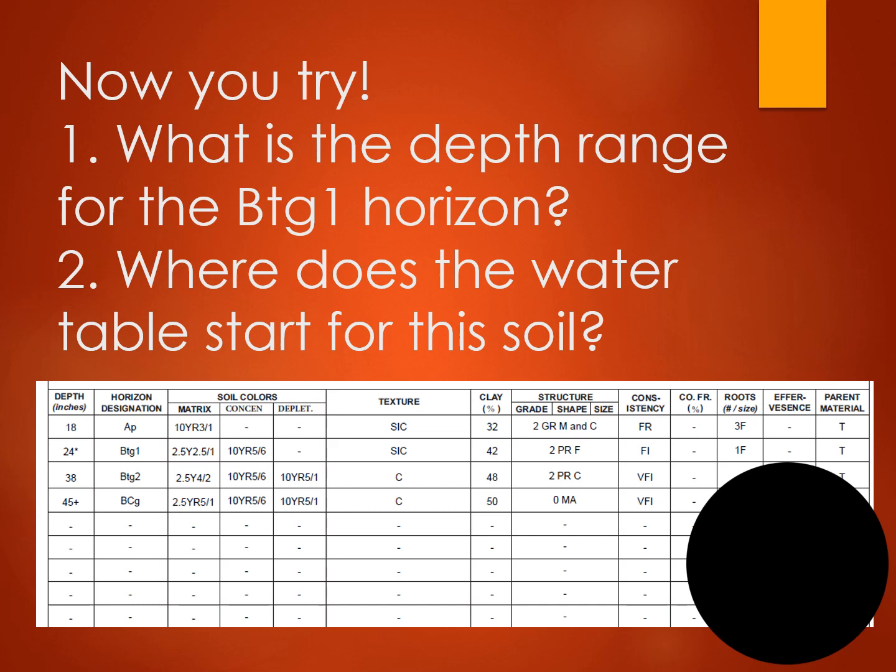If we had not had this Glade horizon, and we had not had any redox features present in the concentration or depletions column, then the BTG2 horizon would have been the start because it has both concentrations and depletions as well as a depleted matrix. So in that case, the water table would have started at 24 inches because the BTG2 horizon goes from 24 to 38 inches.